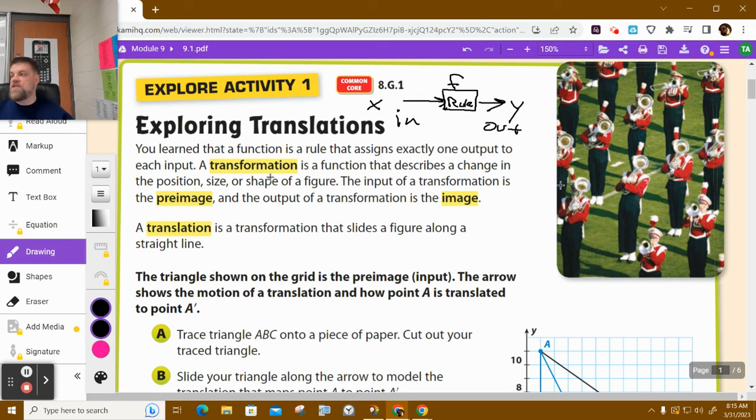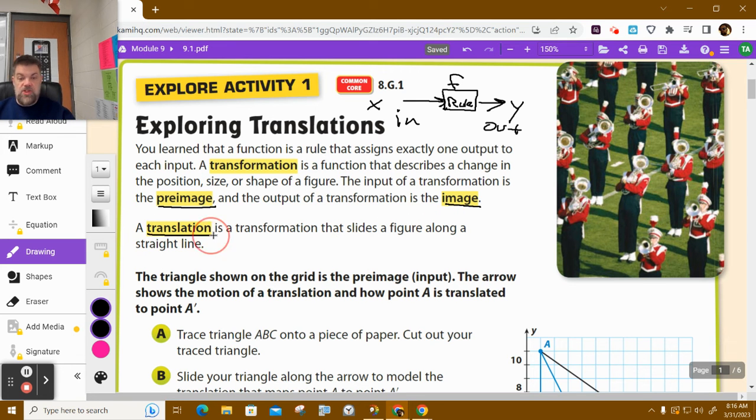And we say a function is like a machine because, like this little pen cap that I have in my hand, it started off as little plastic pebbles. It goes into the machine, it melts the plastic and puts it in a mold. So it goes in one way and comes out another. Okay. So anyways, we learned that. And then a transformation is a function that describes a change in the position, size, and shape of the figure. The input of a transformation is a pre-image, and the output of the transformation is the image.